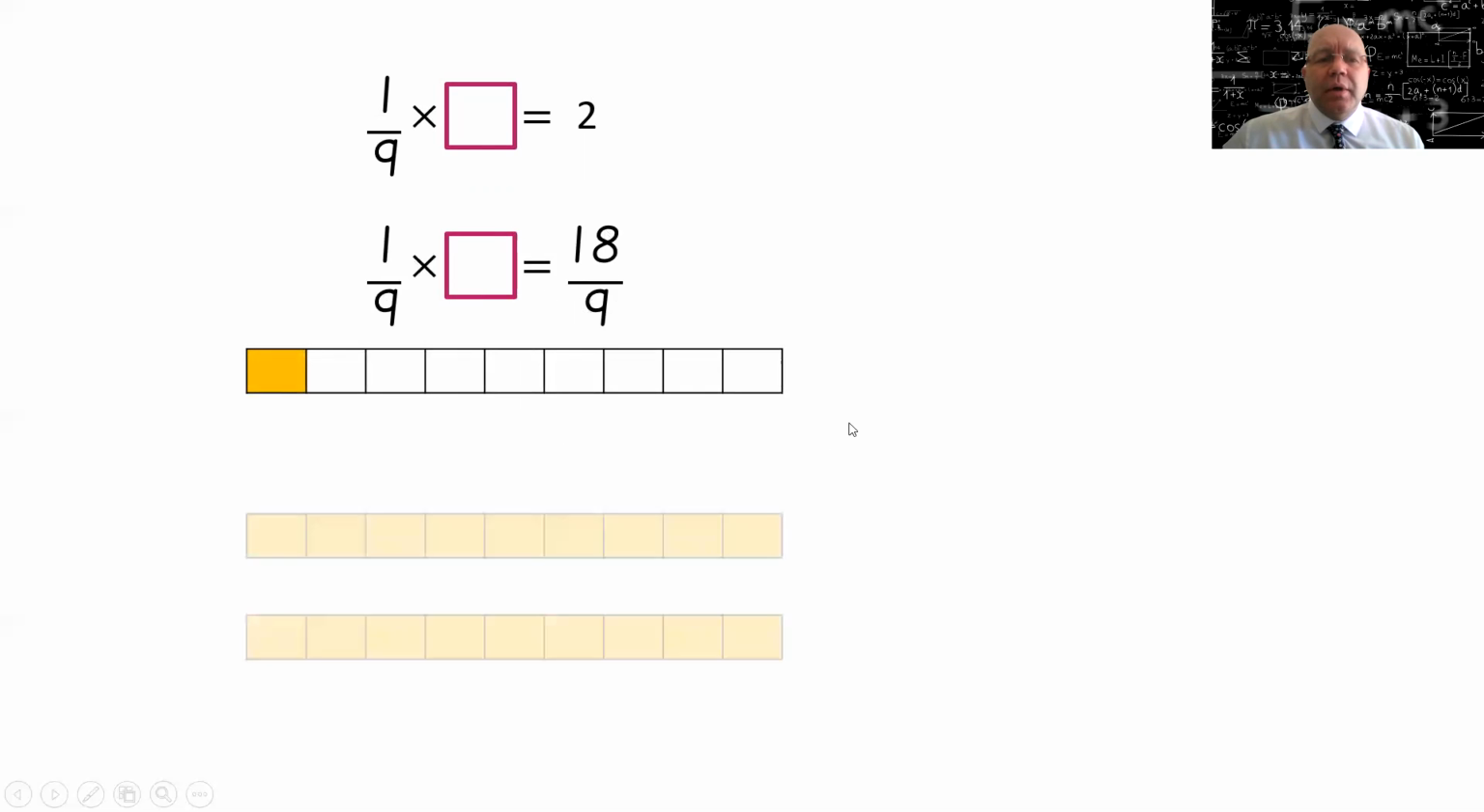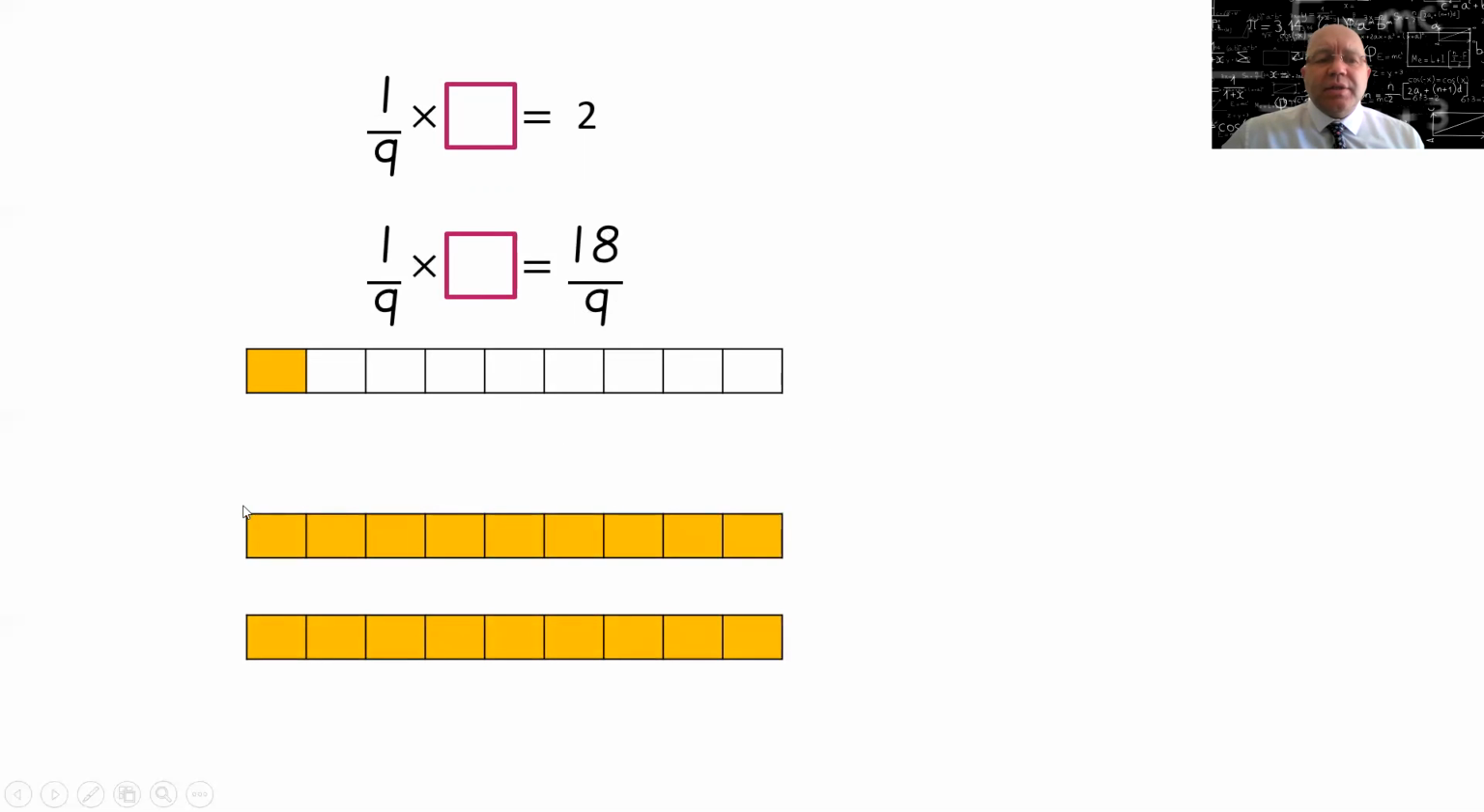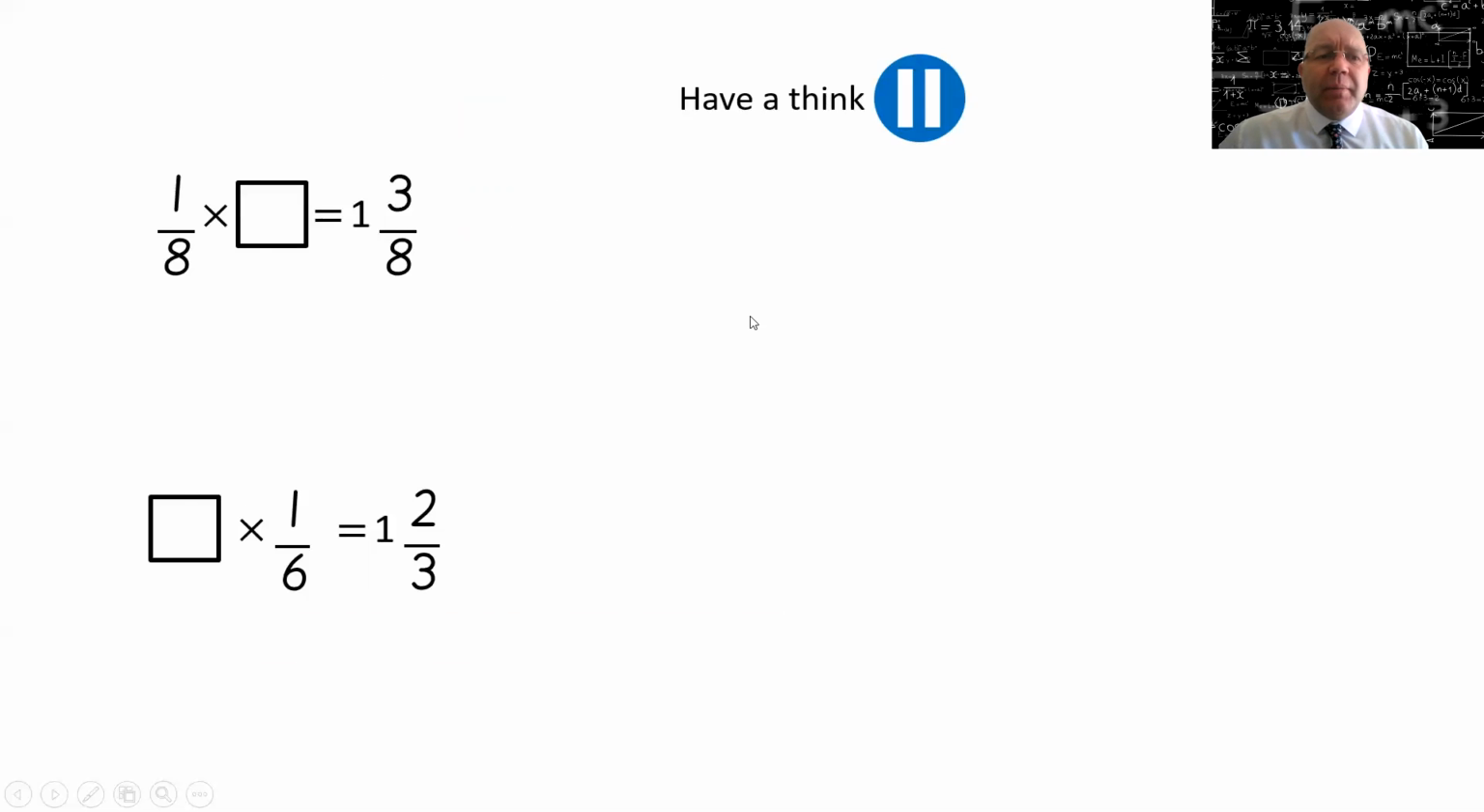There's our 1/9. And there's 18 ninths. We needed 18 lots of them. 18 lots of those will make that. Okay, have a think about these. Again, the missing number is in the question.